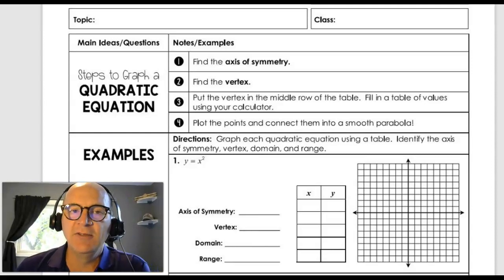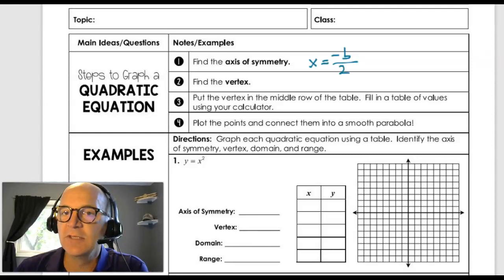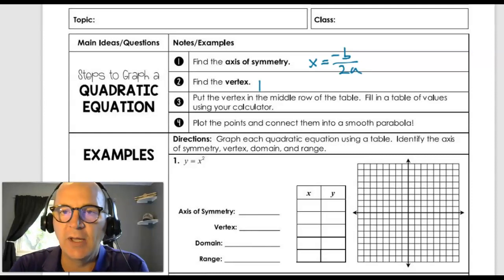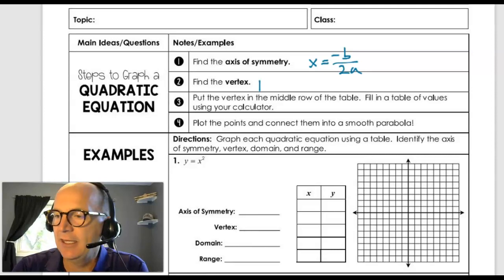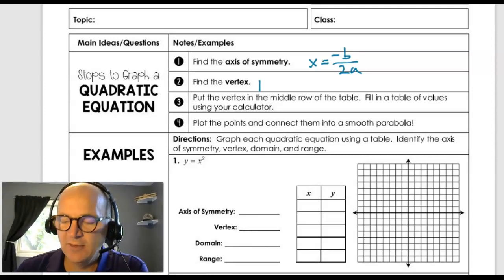So the steps here, you can see the first thing we're going to do is to find the axis of symmetry. Now, if you recall, to find the axis of symmetry, we have to use that formula, negative b over 2a. That will give us the vertical line that cuts the parabola in half, that is equal on both sides. And then we also want to find the vertex.